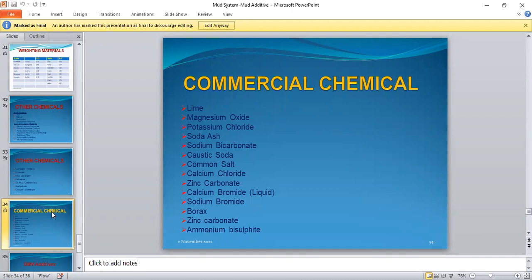Zinc carbonate too is a form of inhibitor. Calcium bromide, liquid. Calcium bromide too is a form of completion fluid, liquid. Sodium bromide is a form of fluid used for completion. Borax is used for completion. It's a trade name. Zinc carbonate, ammonium bisulfite. All these are commercial solids.